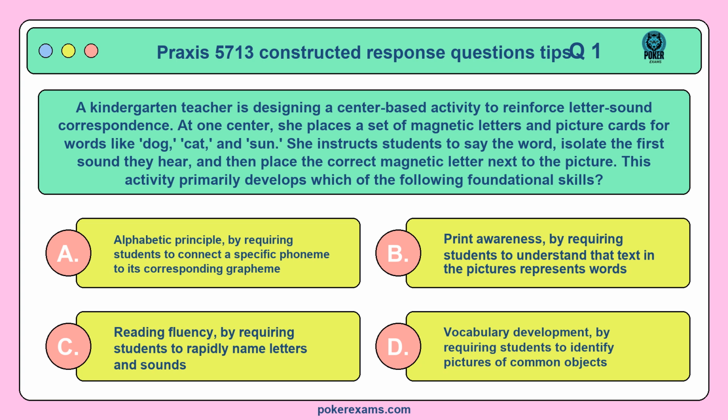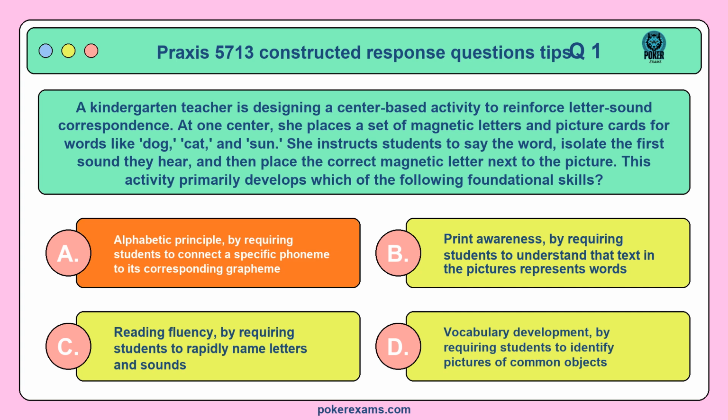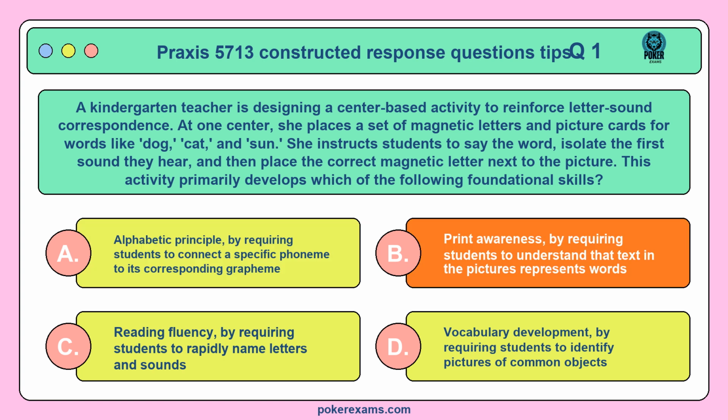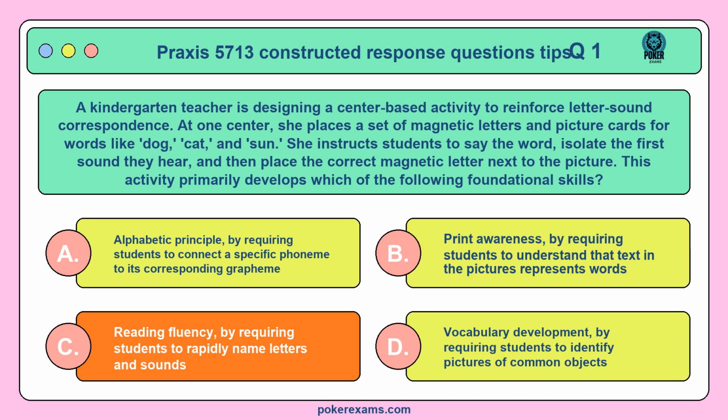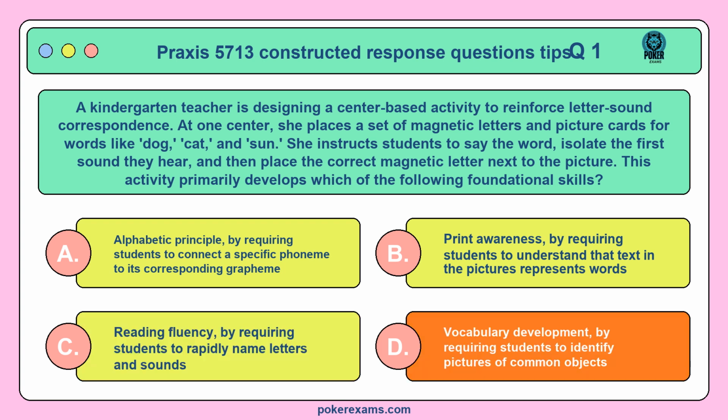Option A. Alphabetic principle, by requiring students to connect a specific phoneme to its corresponding grapheme. B. Print awareness, by requiring students to understand that text in the pictures represents words. C. Reading fluency, by requiring students to rapidly name letters and sounds. Or D. Vocabulary development, by requiring students to identify pictures of common objects.